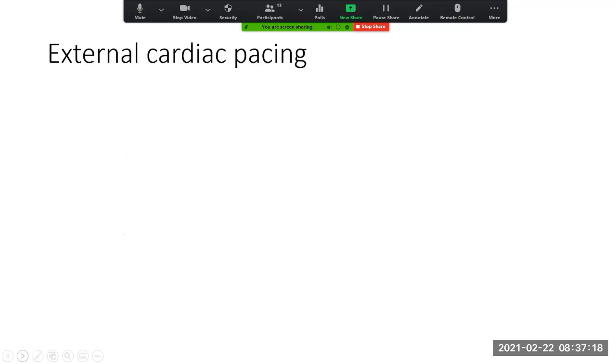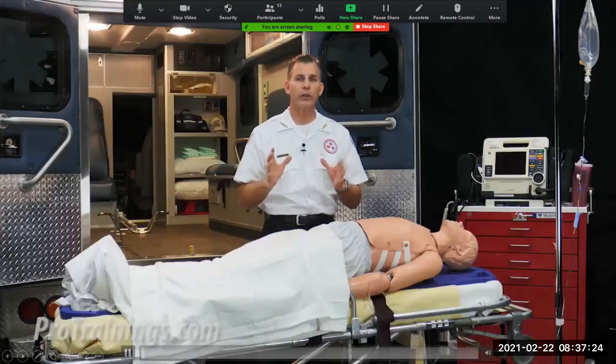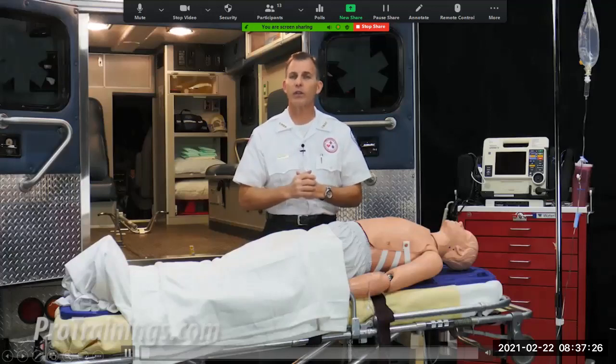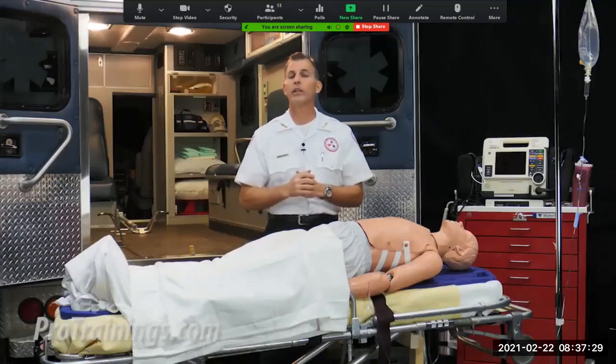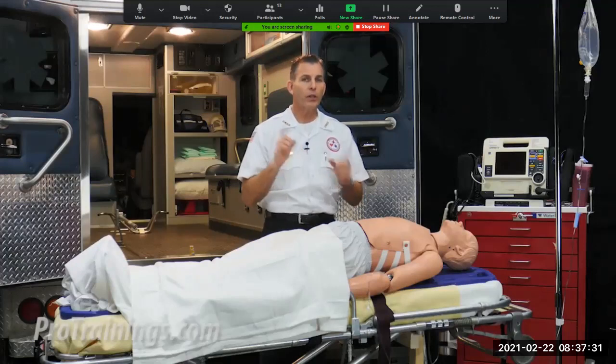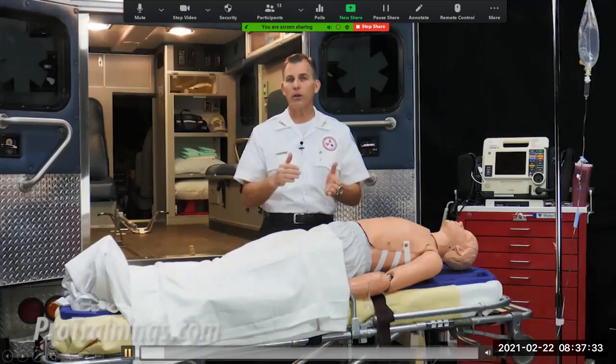All right, let's go on to something. So we're going to talk about external cardiac pacing. I just hope it plays. And bradycardia is a concern, so we direct our assistant to start an IV, so we can consider giving atropine. If the patient was unstable, such as being unconscious or pulseless.